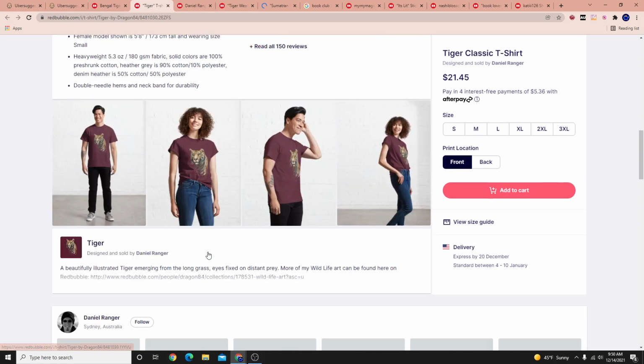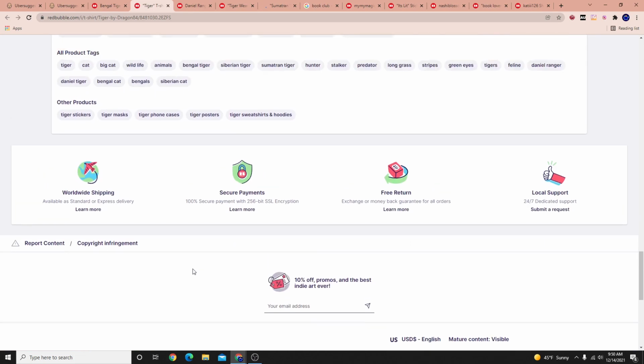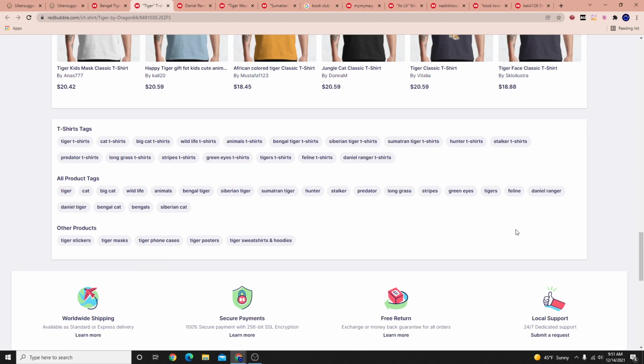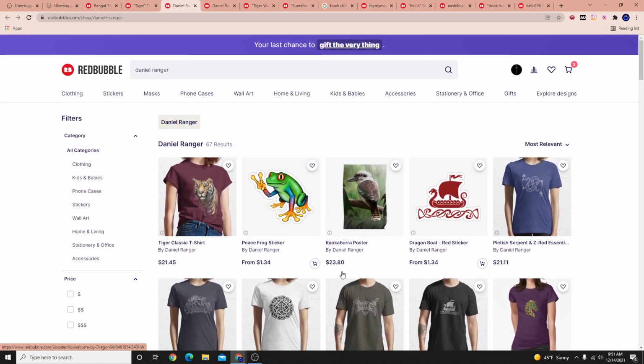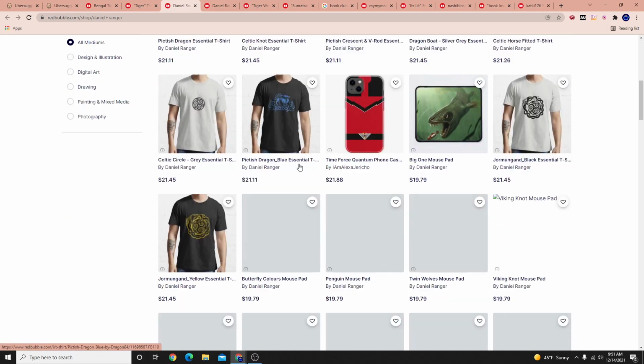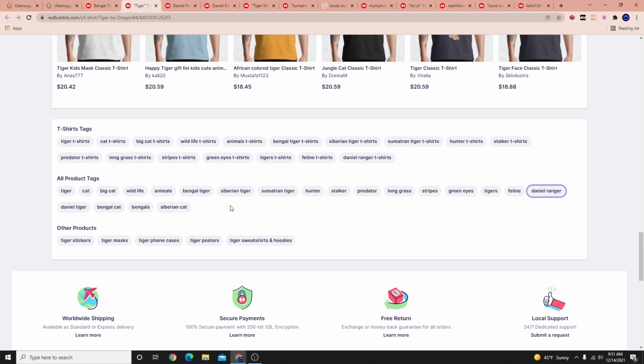This one who got the first, let's take a look at their tags. They have some basic tags, so clearly not tag spamming, or maybe they are. I don't know what Daniel Ranger is. Let's go ahead and take a look at what Daniel Ranger is. Like I said, guys, this is what I do when I look for certain niches, and I decide, okay, I'm going to create 60 designs in this niche. Okay, so Daniel Ranger is the guy who actually creates these designs, so that makes sense.